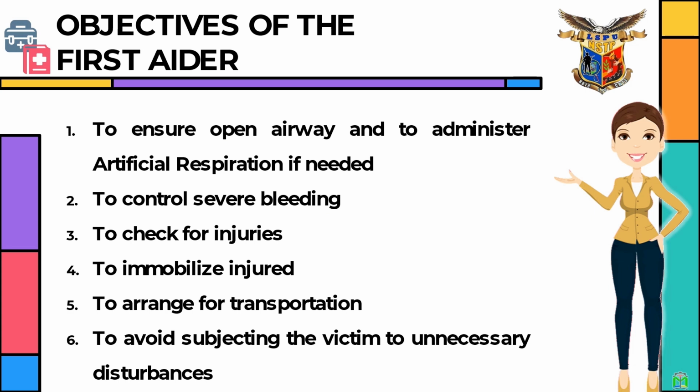The objectives of the first aider are: 1. To ensure open airway and to administer artificial respiration if needed. 2. To control severe bleeding. 3. To check for injuries. 4. To immobilize injured. 5. To arrange for transportation. 6. To avoid subjecting the victim to unnecessary disturbances.